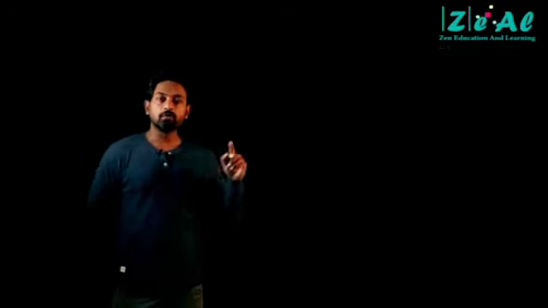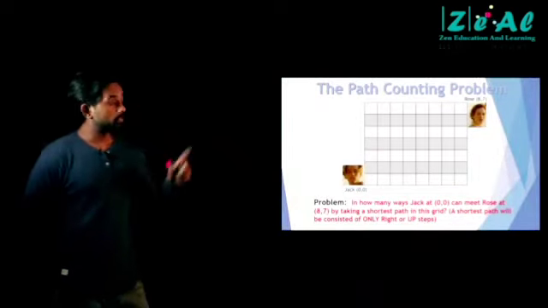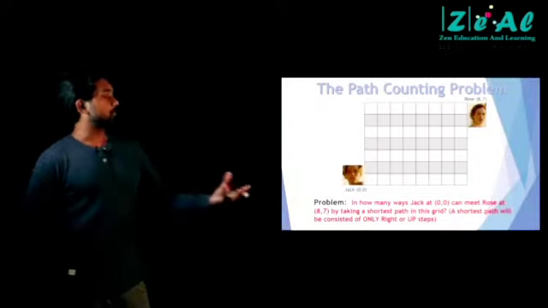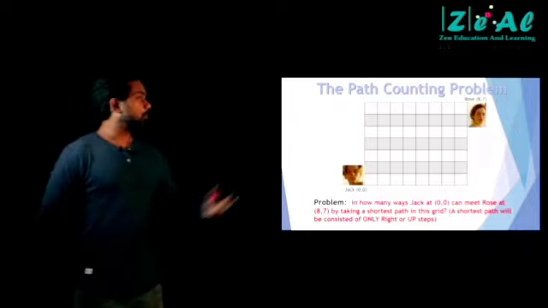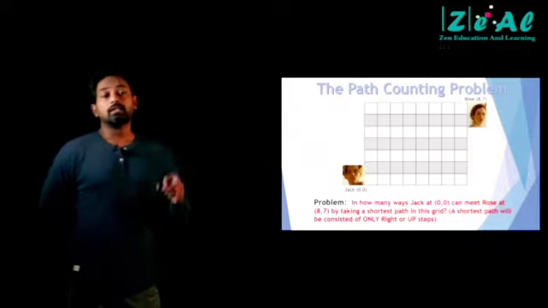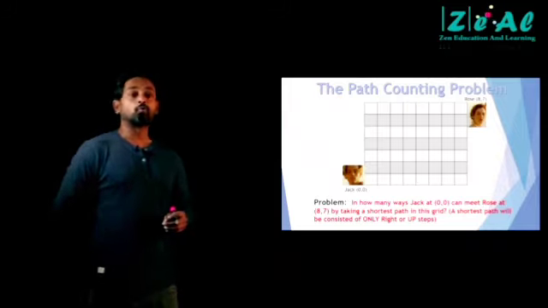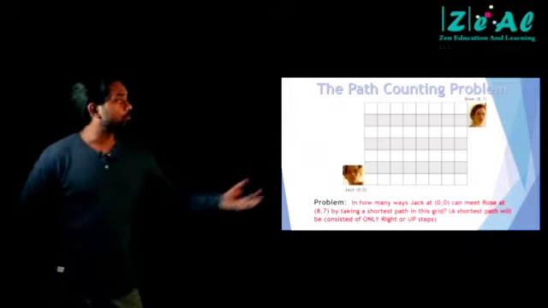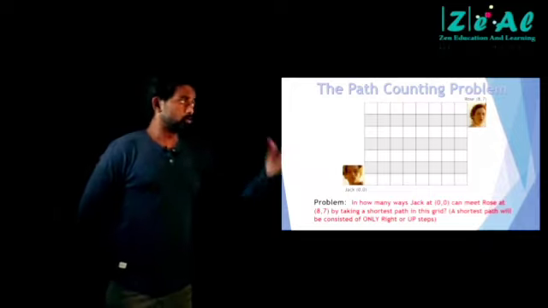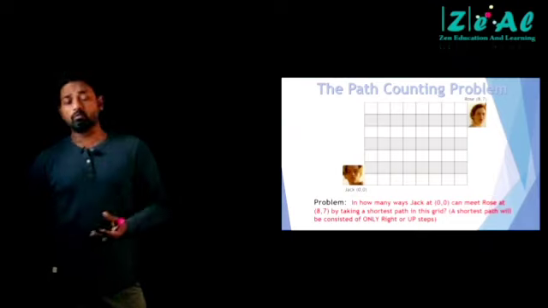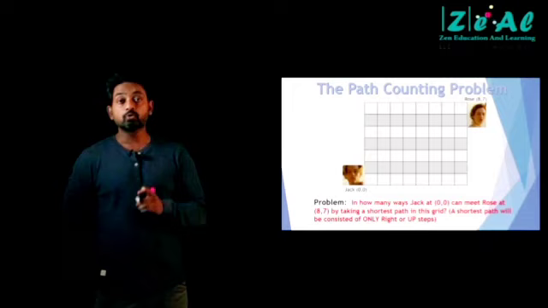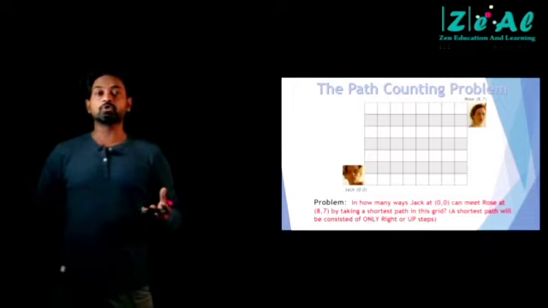Let's start with our first problem, which is based on bijection. Look at this. The picture seems very interesting because Jack is at 0, 0 and Rose is at 8, 7. There is a network of roads between them. Some roads are going from west to east, some roads are going from south to north. And you know what could be the question? Jack wants to meet Rose, but he has to take a shortest path. What is the shortest path?